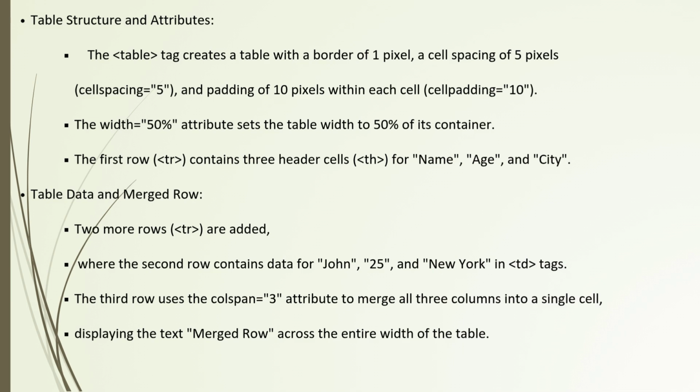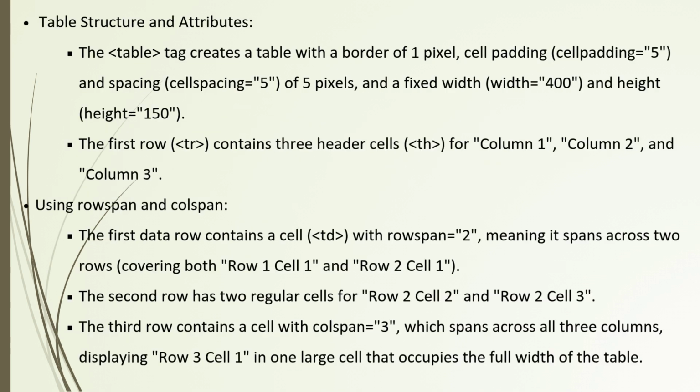The first row contains 3 header cells for name, age, and city. 2 more rows are added where the second row contains data for John, 25, and New York in td tags.